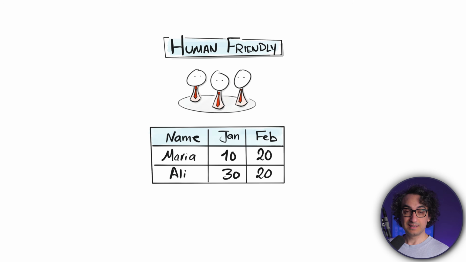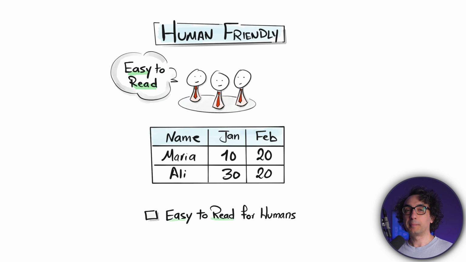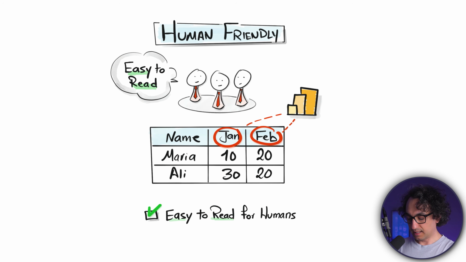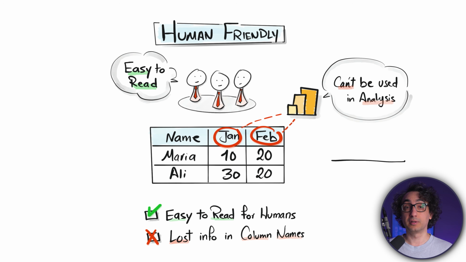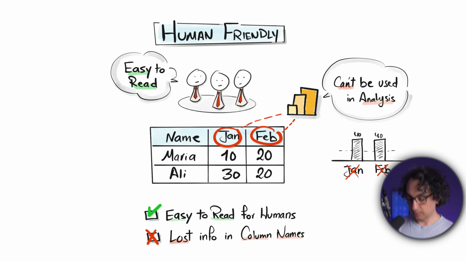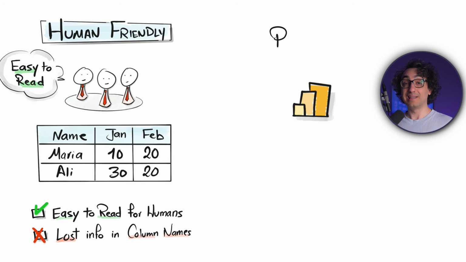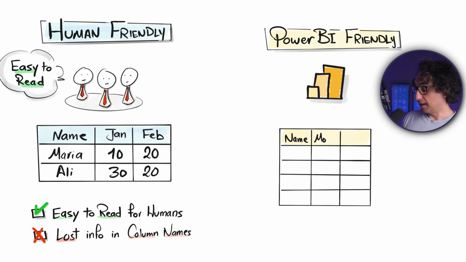So now if you look at this, it's really easy for us humans to read all the values of Maria in one line. The same thing goes for Ali. But for Power BI, this shape is not ideal because January and February are now the column names. They are not values. And Power BI cannot use the column names in order to do analysis like, for example, the total number of sales over time. Power BI cannot use those to build the visualizations because January and February are not values. That's why we have the other shape where we have three columns: name, month, and value.